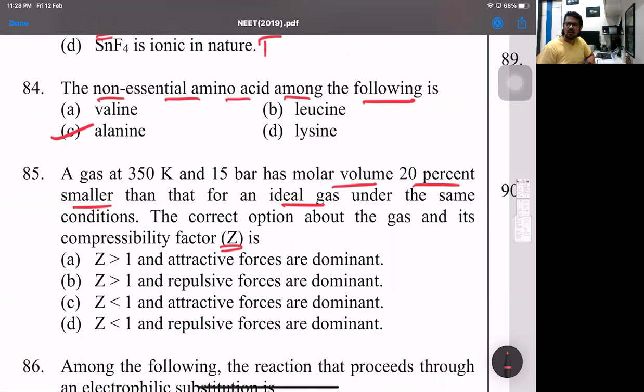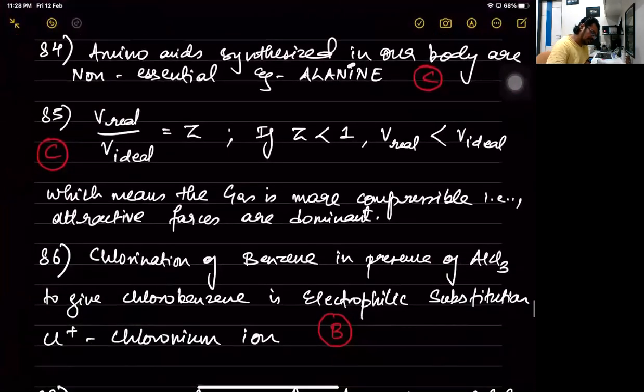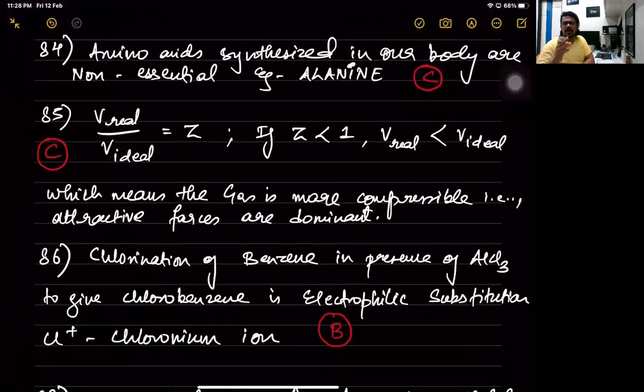And if Z is less than 1, why will it have less volume? Because there is attraction between the gas molecules. But obviously only one option makes sense. 85 is C over there. Okay, the gas is more compressible. So look at that. Volume of real upon ideal is Z over there. Z is less than 1. Gas is more compressible, so attractive forces are dominant.